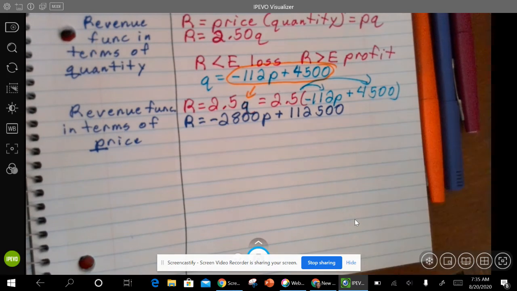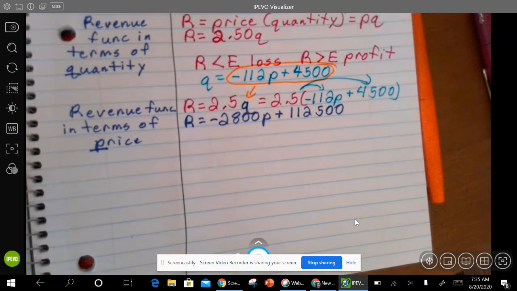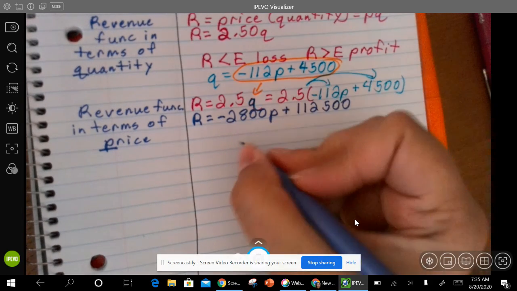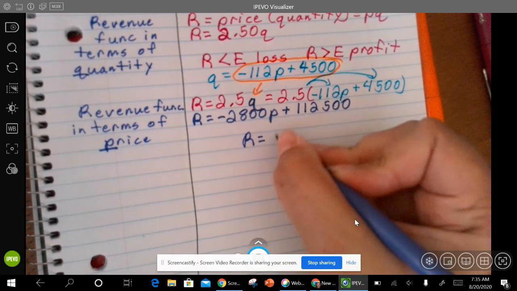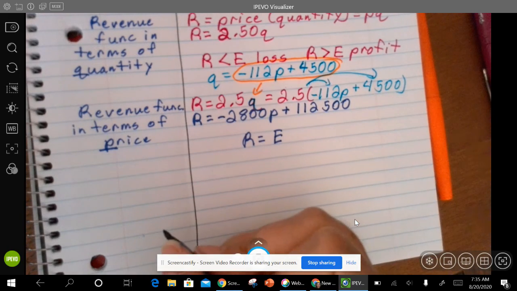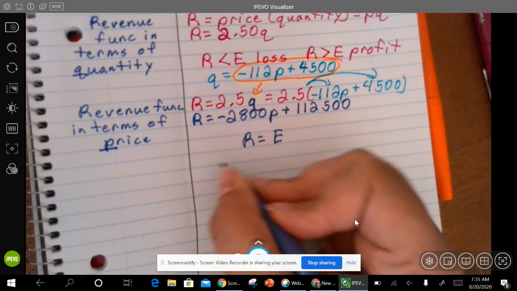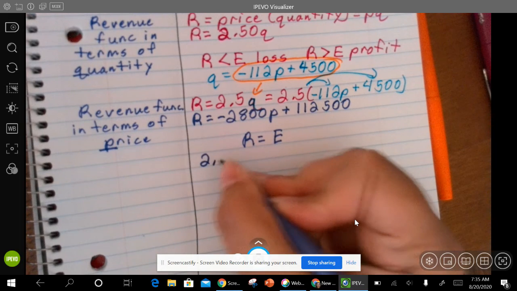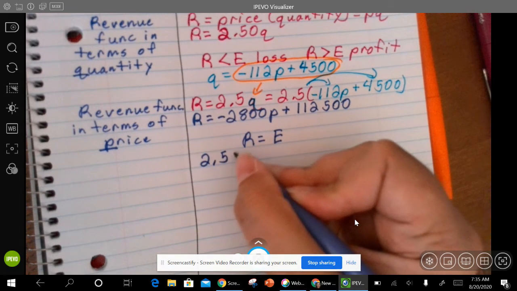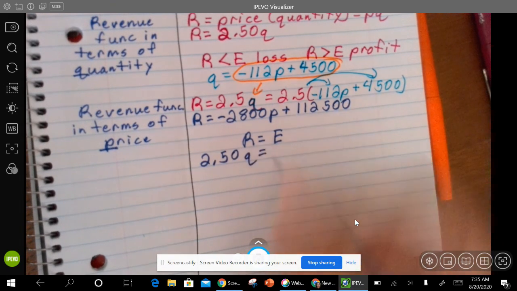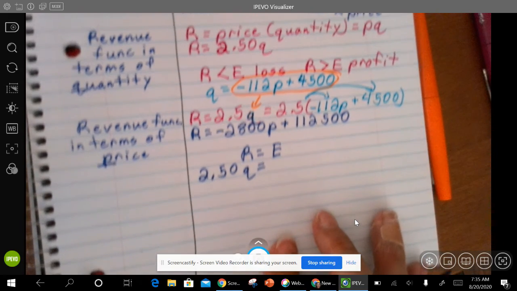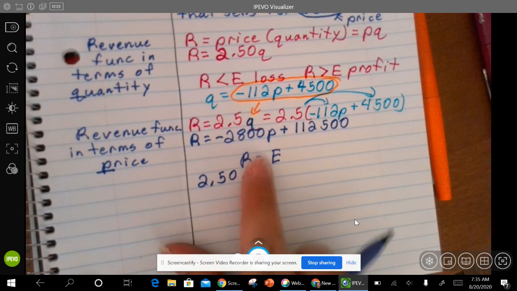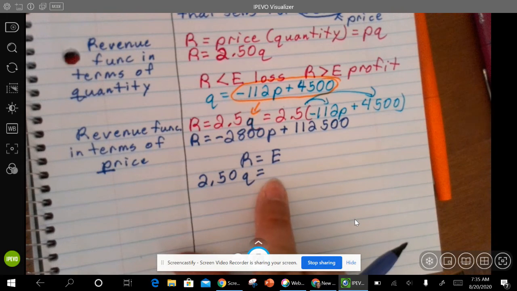So everybody, break-even point means that the revenue is going to be equal to the expense. So we have revenue is equal to the expense. So that's the break-even point. So we're going to take our $2.50 times our quantity. I'm using my revenue equation in terms of quantity, expense equation in terms of quantity. Okay, so I'm going to do both of those.